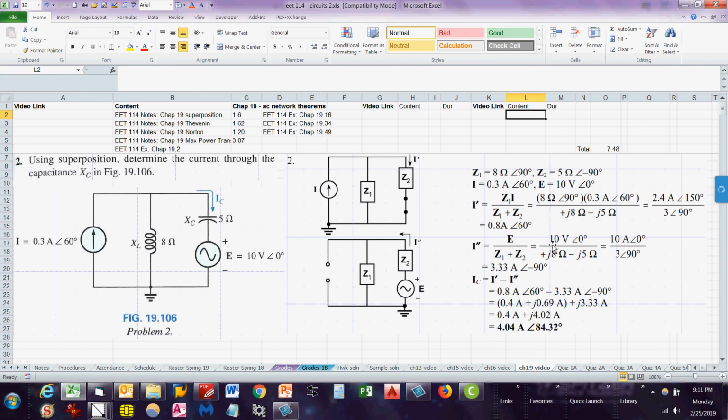Same thing here. This is rectangular here because we're going to add these two impedances together. Then we convert to polar, and then we divide. Over here, same thing. We start off with polar, we convert both of these to rectangular, then we add them together, and then we convert back to polar again.